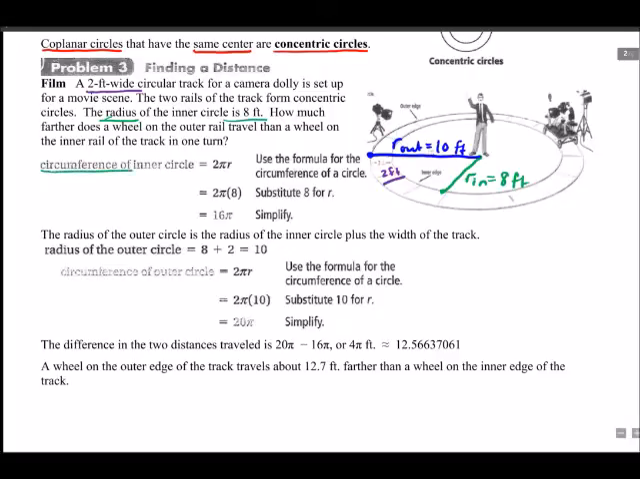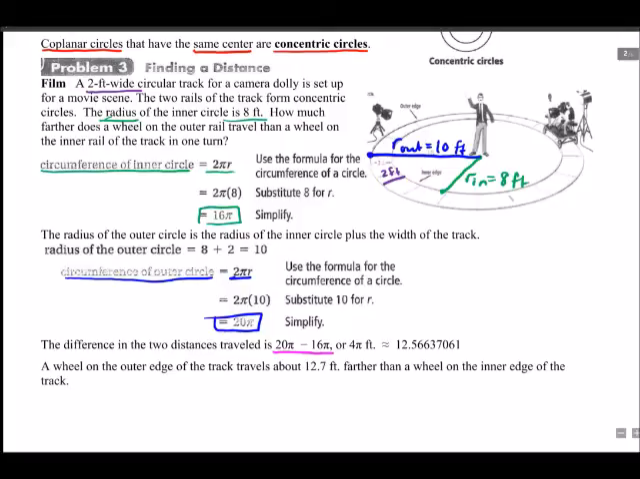So we find the circumference of the inner circle. We know radius, so we're going to use 2 pi r, and we get that to be 16 pi feet. And then we find the circumference of the outer circle. Again, we have radius, so we'll use 2 pi r, and we get 20 pi feet. So to find the difference in the two distances is 20 pi minus 16 pi.